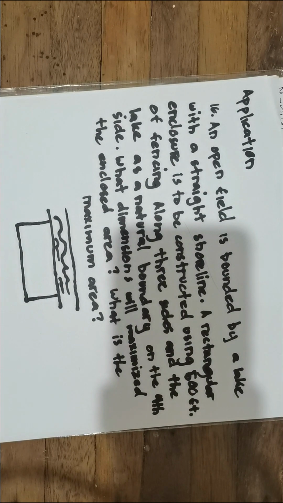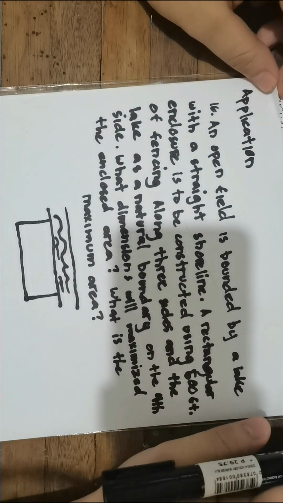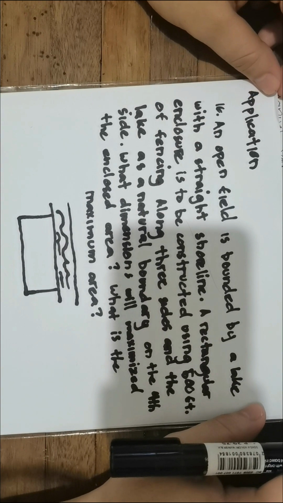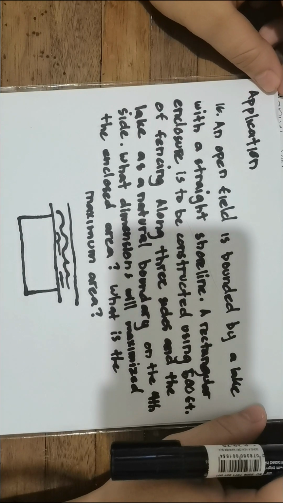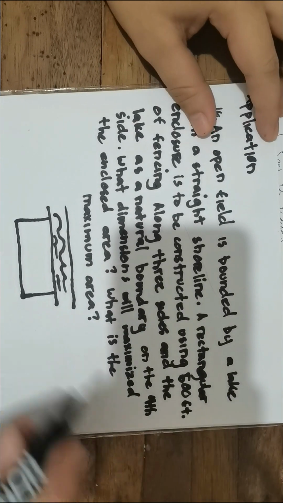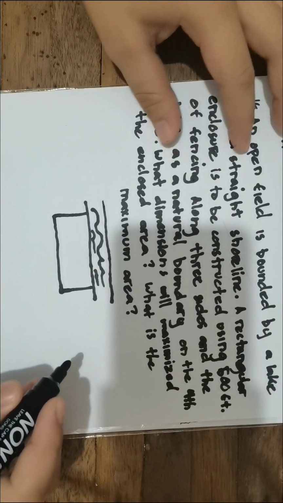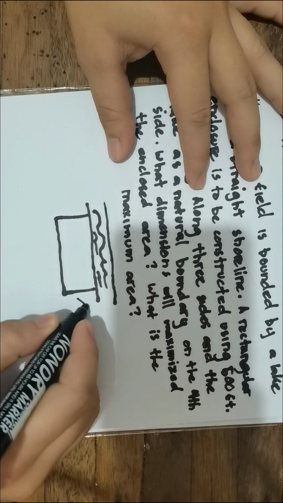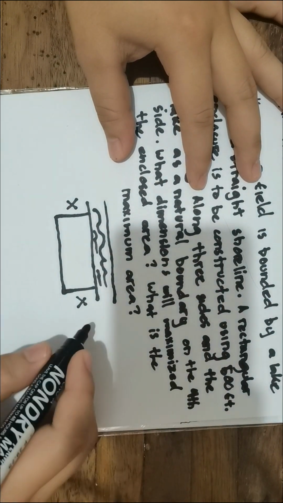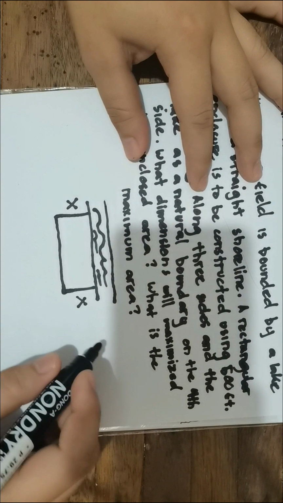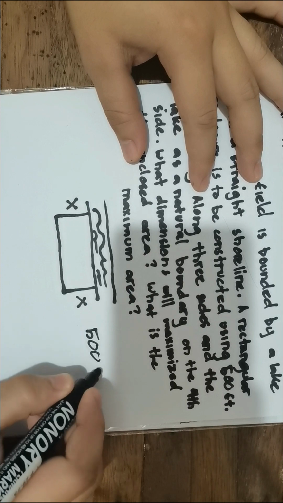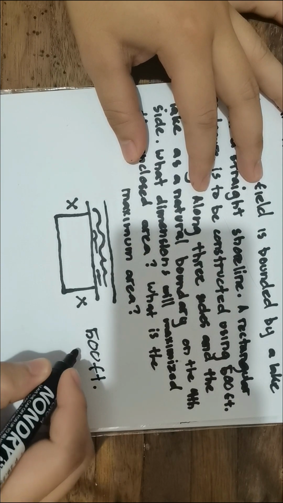In the problem, it didn't tell where the 500 feet is being put. So let's just put a variable in these two sides. Let's just say we give a variable x in these two sides. Let's put here what is the given: 500 feet of fencing.